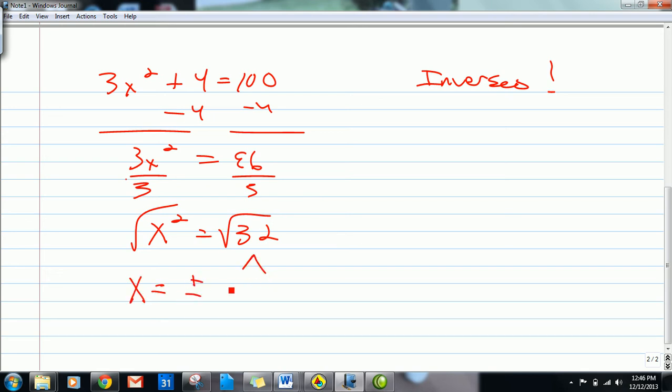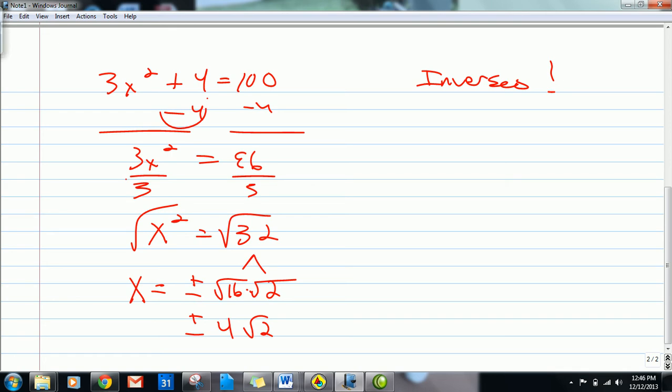And 32, don't forget, is 16 times 2, which, because we're multiplying, we could split up. And then the square root of 16, of course, is 4, and the root 2 stays. Right? So note how I'm just using the inverse over and over, really 3 times. Right? I got to undo the plus 4, so I subtract 4. I got to undo the times 3, so I divide by 3. And then I got to undo the x squared, so I take the square root. All right? Don't forget your plus or minus, because there are two numbers that when squared will be 32.